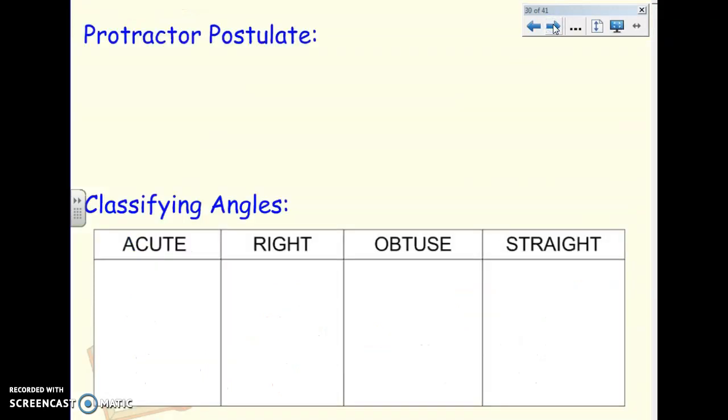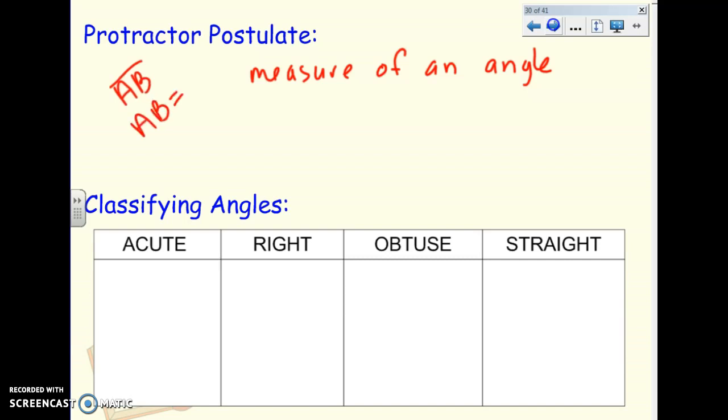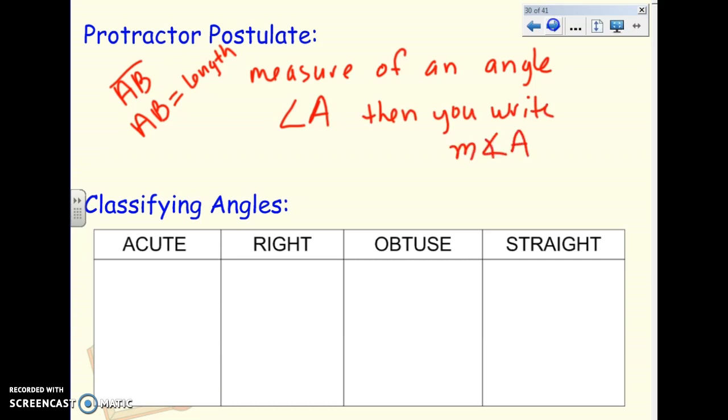All right. Next, there is something called the protractor postulate. It's in your books. It's similar to the ruler postulate. Basically, we're going to talk about the measure of an angle, and you're going to see that notation. Just like a line segment, where just saying AB actually talked about the length, we have different notation to talk about the measure of an angle versus the actual angle itself. So if you want to talk about how big angle A is, then you talk about the measure of angle A. You put that little m in front of it, and that means that you're talking about the measure.